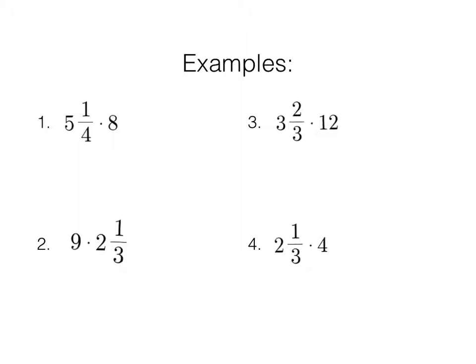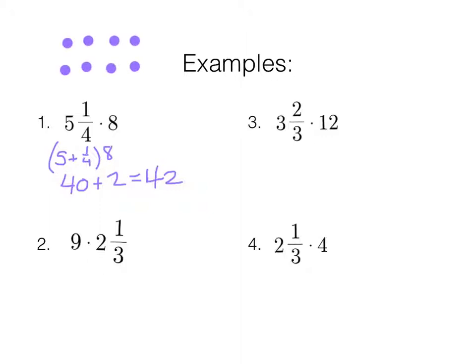So let's start with this first one. I'm going to think 5 1/4 times 8. So 5 eighths is 40. 1/4 of an 8 is 2. 42. Okay, 1/4 of an 8, think about it. If I broke 8 into 4 equal groups, let's make them dots. 1, 2, 3, 4, 5, 6, 7, 8. How many dots are in each group out of the 4? 2. Okay, 1/4 of 8 is 2. All right, let's go to the next one.